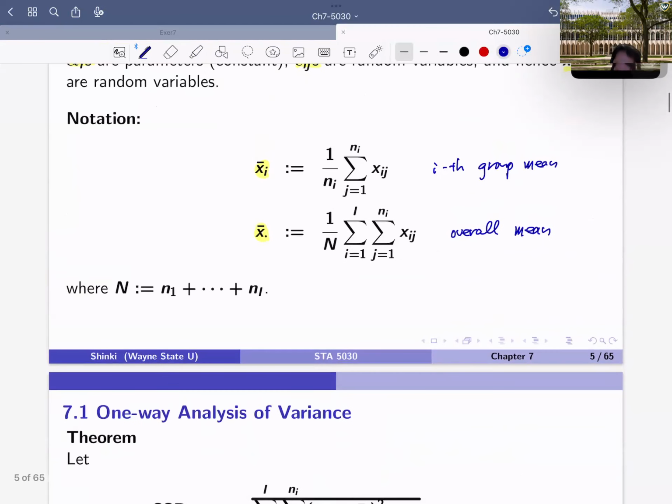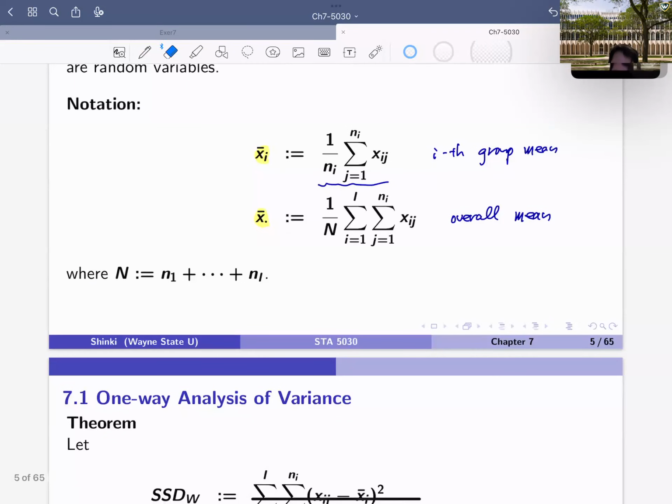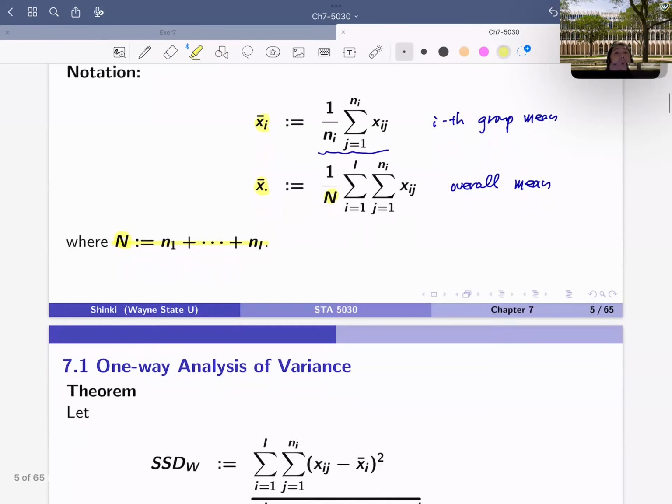And here, naturally the x i bar is defined by just the sample mean of the observations within the ith group. And x bar dot, this is the average of all observations. So we add up all the sample sizes for the groups, then let the summation be capital N, then x bar dot is 1/N times the summation of all observations.